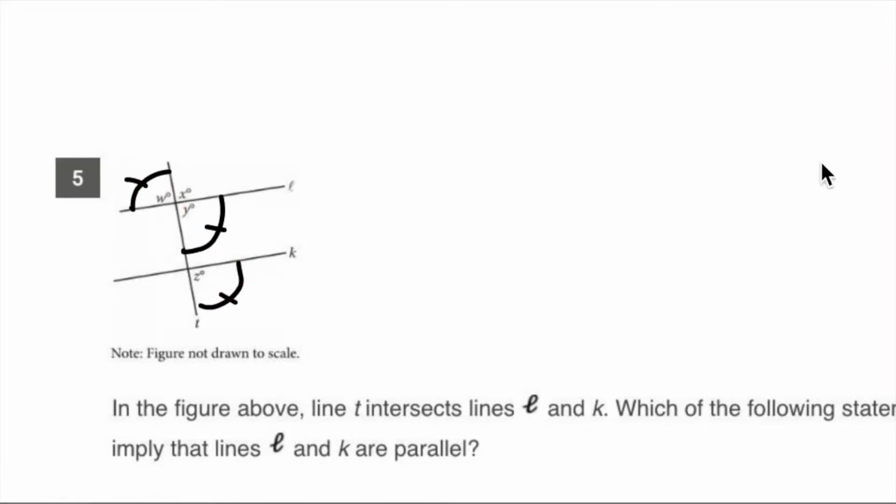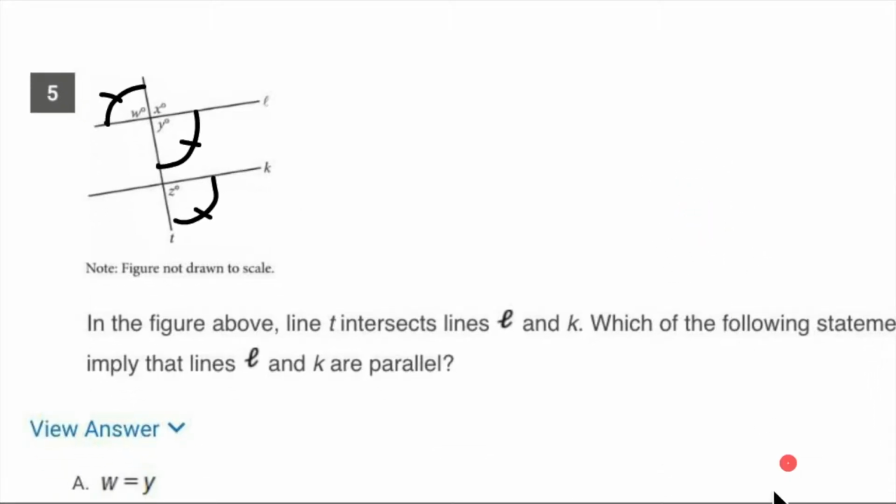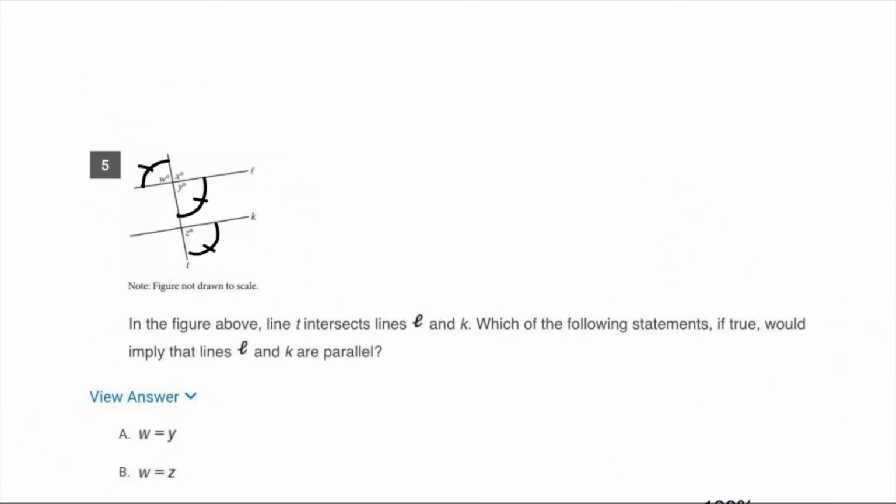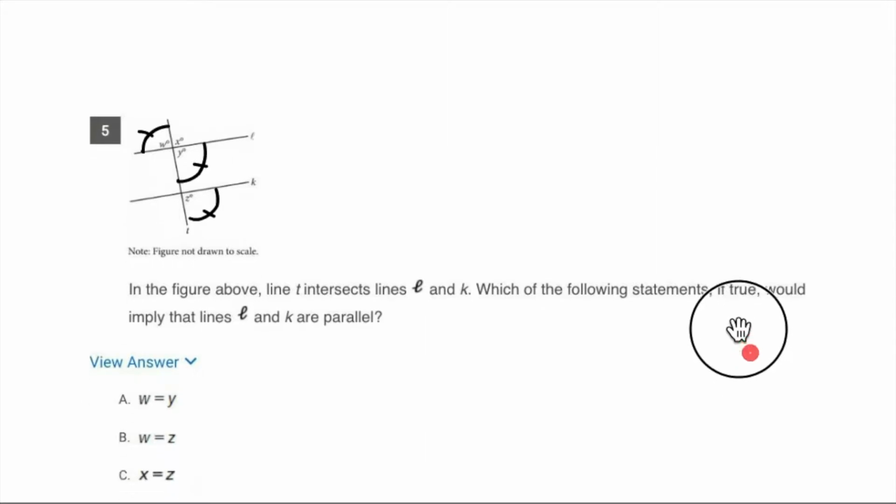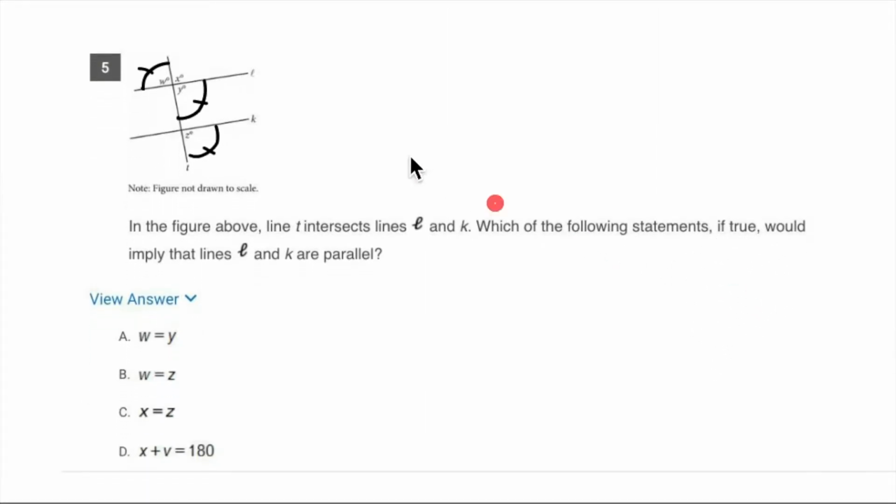So let's see if any of those are choices. Let's just shrink it back up and look at our choices. So they're saying W equals Y. There's W, there's Y. Well, that has nothing to do with line K, so that one is out. W congruent to Z. Now you can see right there, because they're alternate exterior, that they would be congruent.